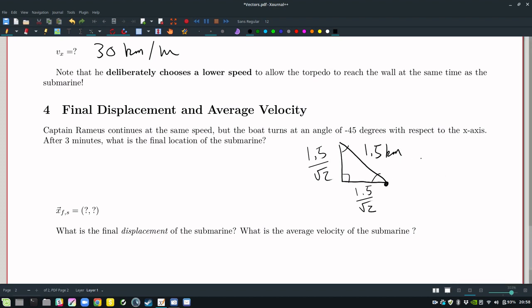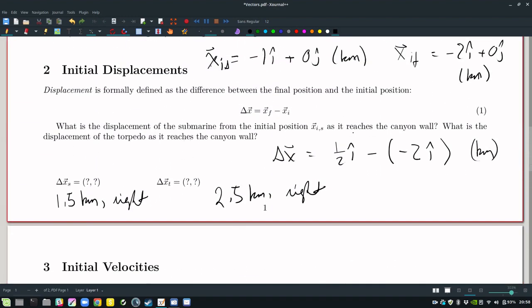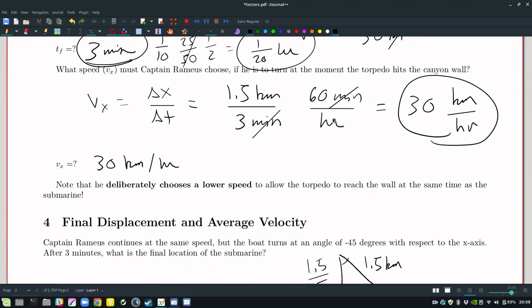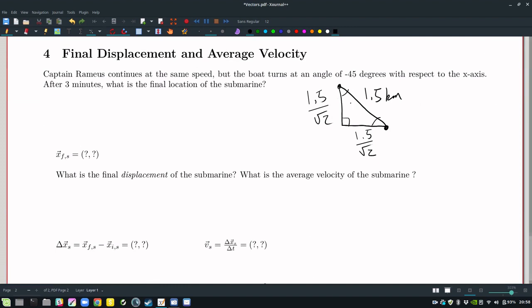So from here to here, the displacement would be positive 1.5 over root 2 kilometers to the right, and then that same number but down. But remember, we're not proceeding from the origin. There's another half a kilometer here. You see that's half a kilometer to the right of the origin where the tip of that triangle is. So this tip right here is not the origin. That is a point which is half a kilometer to the right of the origin, and then no kilometers up or down.